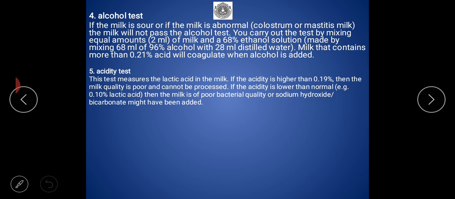Next is acidity test. This test measures the lactic acid in the milk. If the acidity is higher than 0.19%, then milk quality is poor and cannot be processed. If the acidity is lower than normal, then the milk is of poor bacterial quality, or sodium hydroxide or bicarbonate might have been added to it.